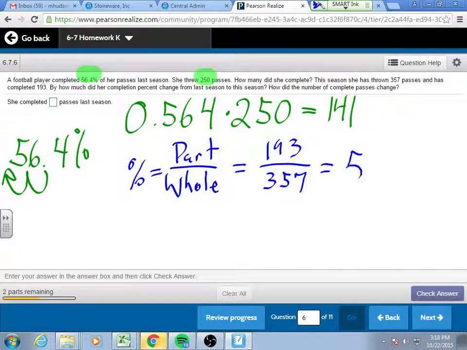So when I find out the percentage, it is 54.06, which it's probably going to tell me to round to the tenth once I get to my answers. So this year, their passing completion actually went down. Because last year, their completion was 56.4. This year, it's 54.06%.